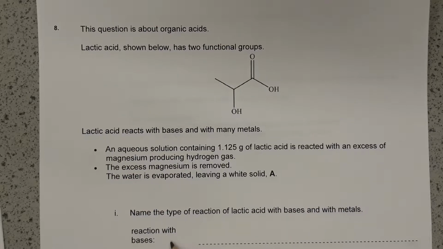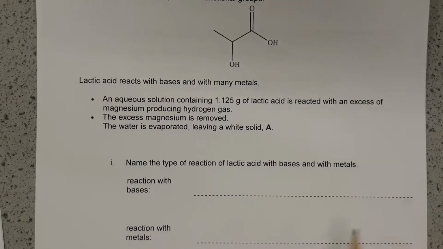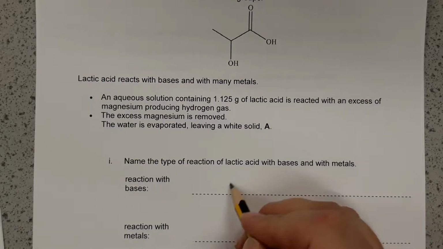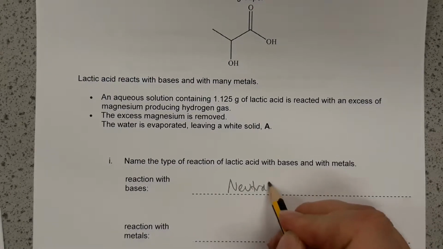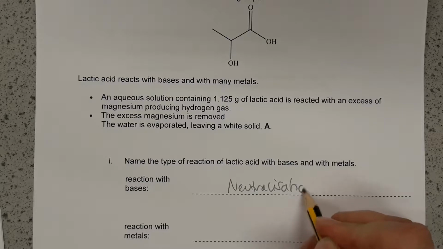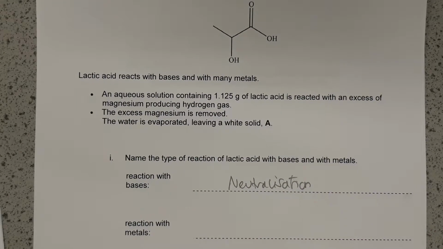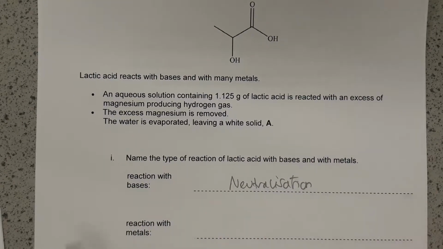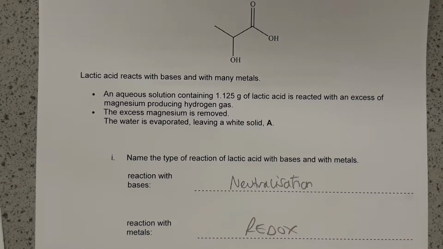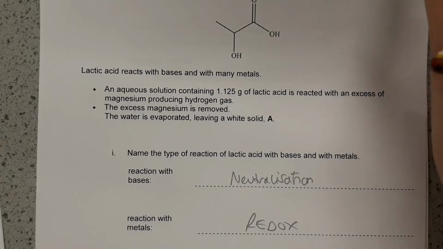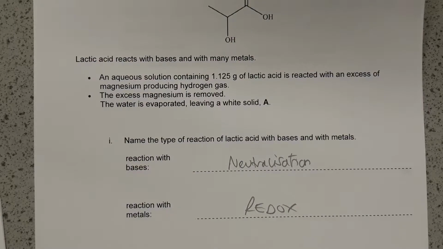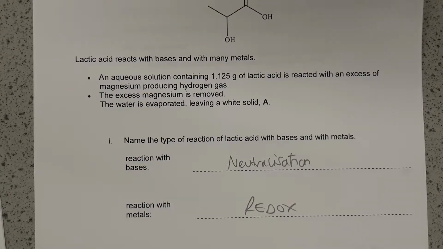Okay, let's start with bases. So an acid and a base makes a salt and water. What name do you give to any reaction with an acid and a base? Quite simply, it's neutralization. They're not trying to catch you out. They're not trying to be clever. It's as simple as it sounds. Reaction with metals. An acid and a metal always makes a salt and hydrogen. So any acid-metal reactions are redox reactions. Okay, it's as simple as that. That's all they're looking for there. You've got to get them both right for the 1 mark on that one.